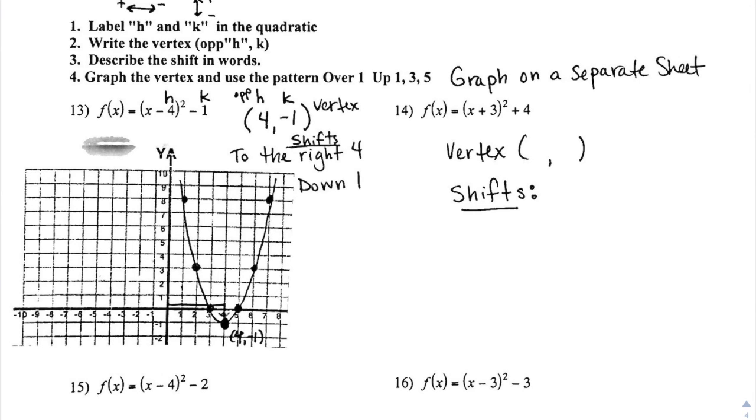Okay, so last Friday we started graphing in vertex form and finding that the vertex shifts, which shifts the whole graph. Number 13 and 14 we did together in class. So 13 is the example, 14's starting your assignment.